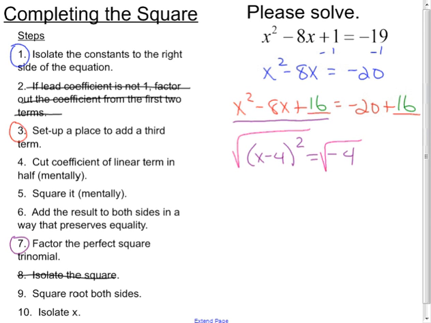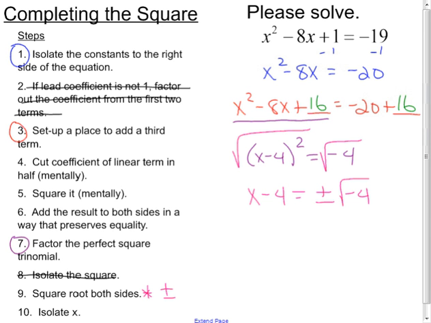Okay, so we're going to square root both sides and be left with x minus 4 equals plus or minus the square root of negative 4. Very important that you remember when you're square rooting both sides that you get a plus or minus. So if you want to put an asterisk here and remember, plus or minus.